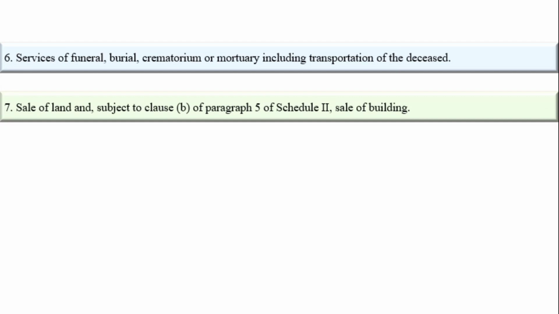Services of funeral, burial, crematorium or mortuary, including transportation of the deceased, are not supplied, so they are also not liable to GST. Next one, sale of land and, subject to clause B, paragraph 5, Schedule 2, sale of building. So sale of land is not constituted as a supply, and in some cases sale of building is also not considered as a supply. When a builder sells the building after getting the completion certificate, then it is not considered as a supply.